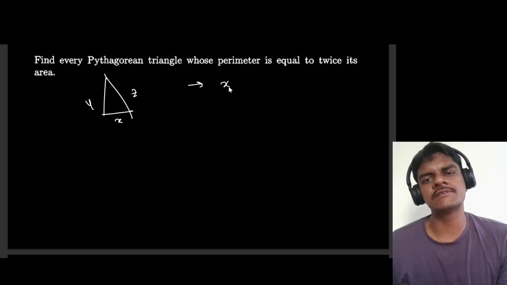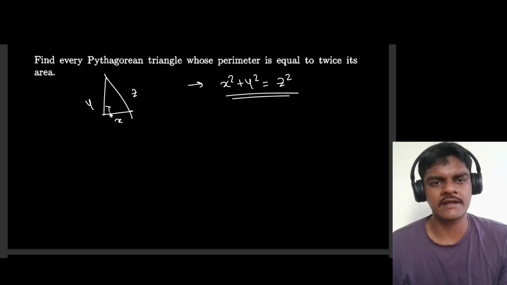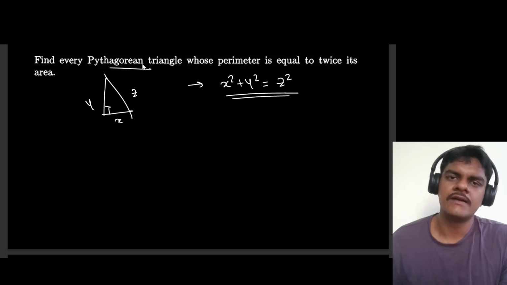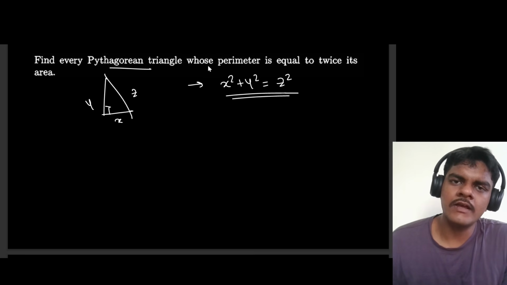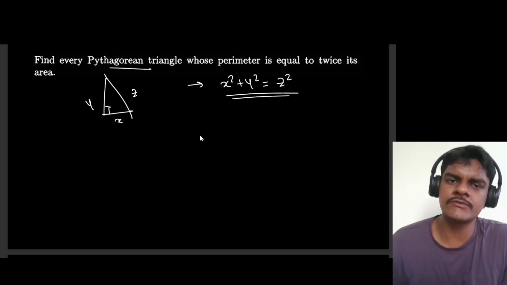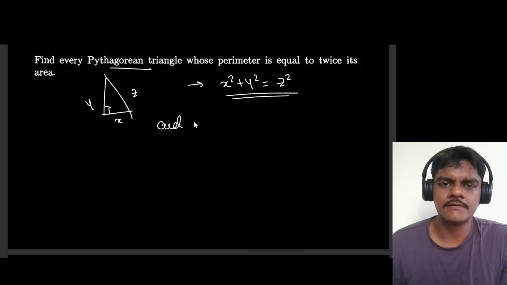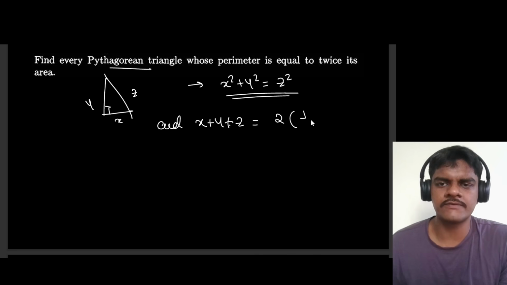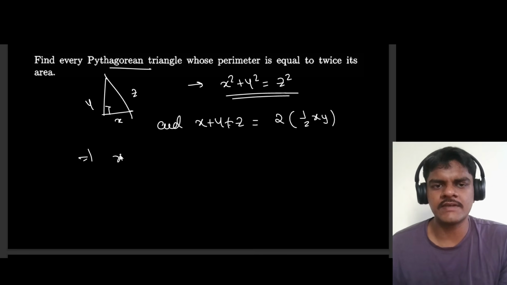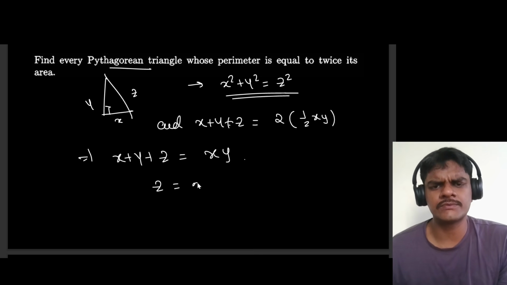One immediate thing which we have is x square plus y square is equal to z square. Pythagorean triangle means a right angle triangle, which follows the Pythagoras theorem. And whose perimeter is equal to twice its area. So x plus y plus z is equal to twice of half xy, half into base into height. So that means we have x plus y plus z is equal to xy. That means I can write z is equal to xy minus x minus y.